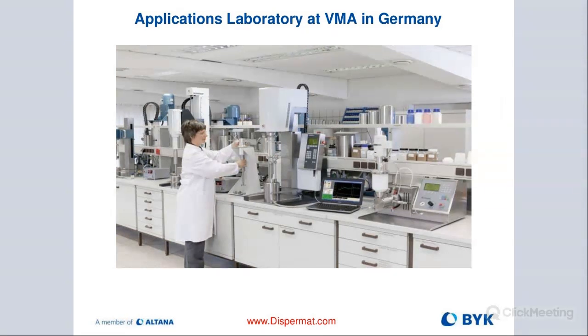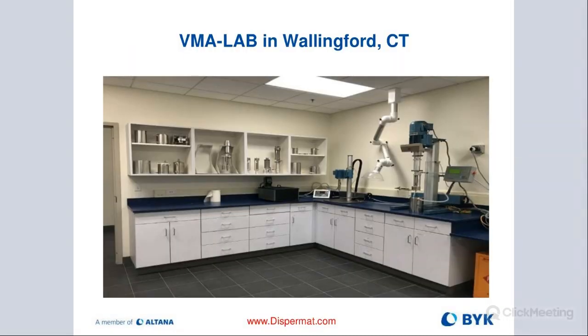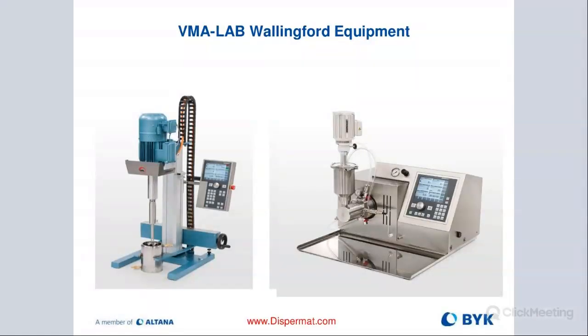We have a lab space in Germany. That's our DMA headquarters. A lot of good capability to try different things with different types of equipment. And we have one in Wallingford, Connecticut, where we added new capabilities. So you can see back here all the different attachments. We also have a horizontal medium mill back here. So here's some of the new equipment that we have in our Wallingford lab. The latest AE, which is our flagship product for dispersing and milling with the basket mill or vertical bead mill. And we also have our horizontal medium mill.